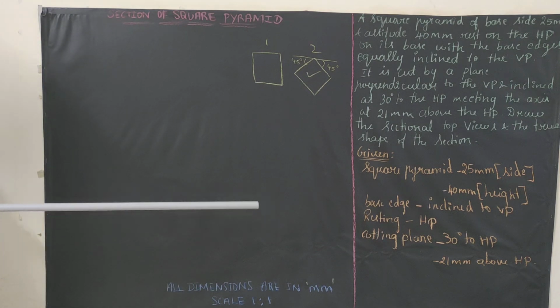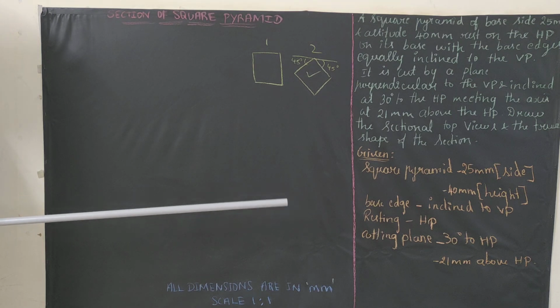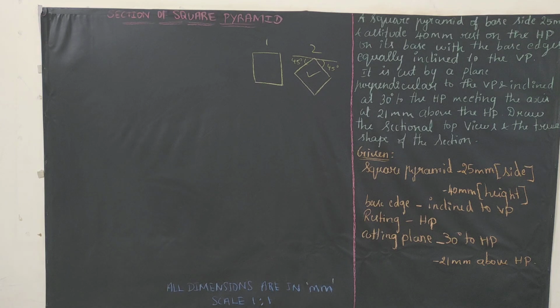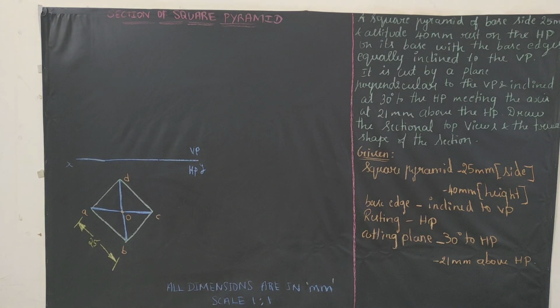So we will be drawing the square in our HP. Initially we will be drawing the top view, then the front view. Then we will proceed with the sectional views, then how to draw the cutting plane. Listen to each and every step carefully and follow accordingly. The first step is we need to draw the reference line. Draw the reference line horizontally and write it as X, Y, VP, HP.